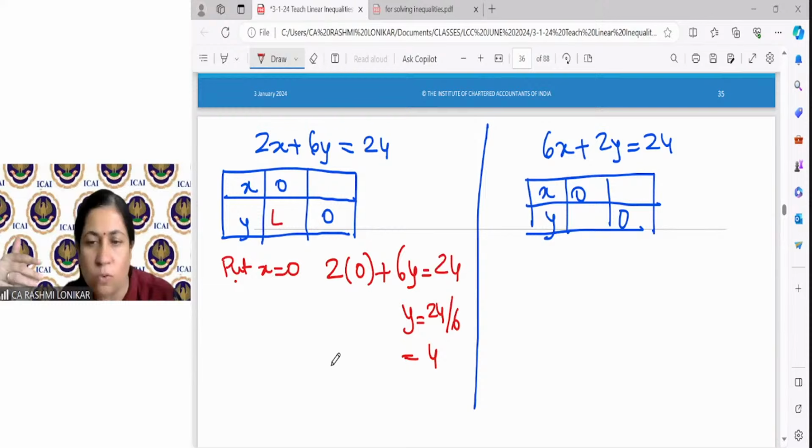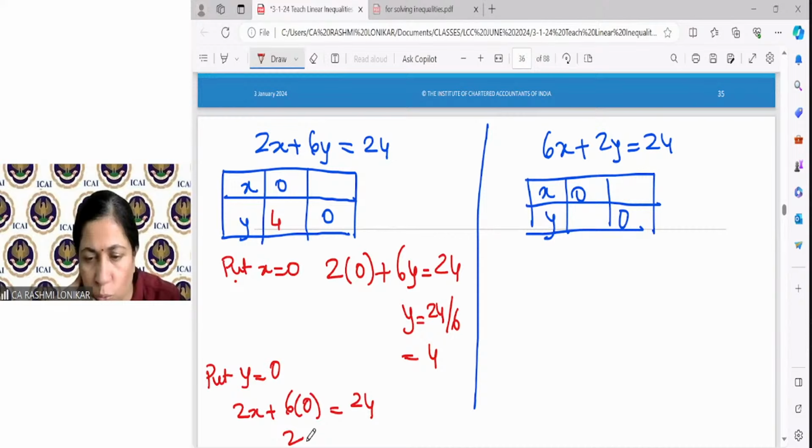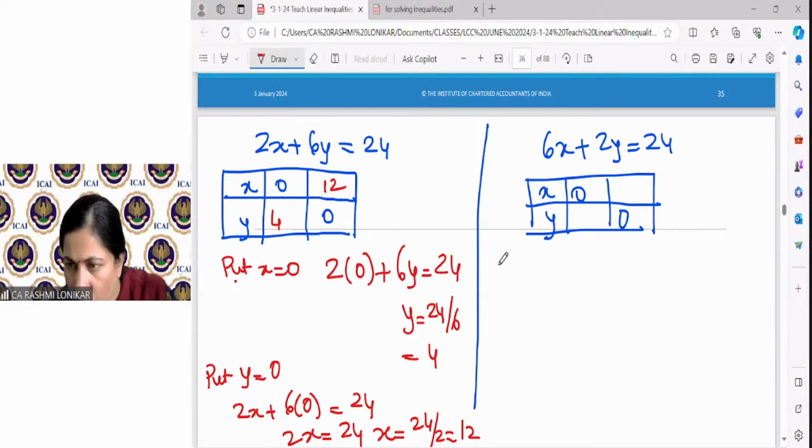Put y is equal to 0. So what will happen? 2x plus 6 into 0 is equal to 24. So 2x is equal to 24. x is equal to 24 upon 2, which is equal to 12. So what is the value I get? I get 12. Okay. Now here, put x is equal to 0.